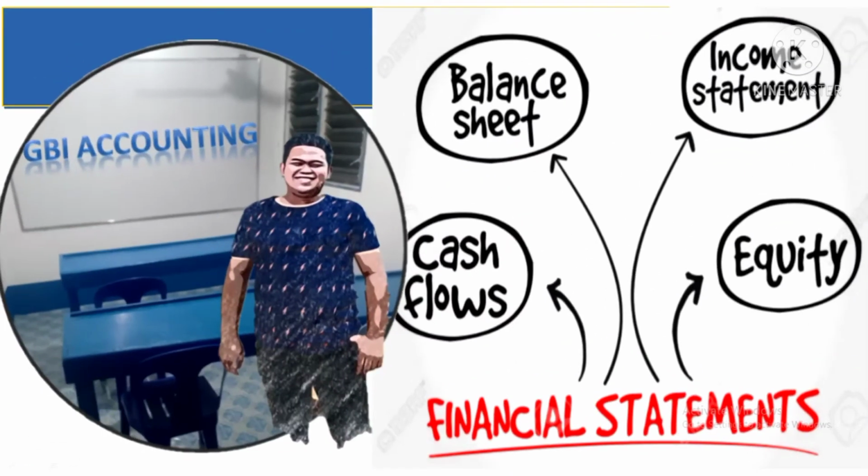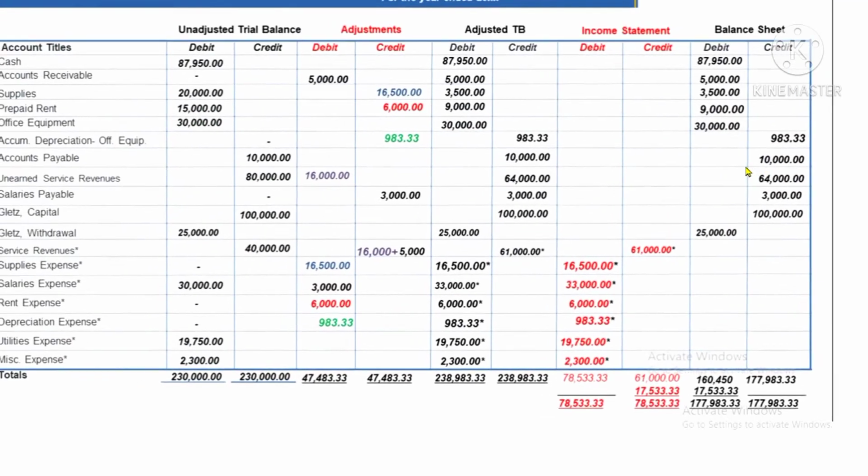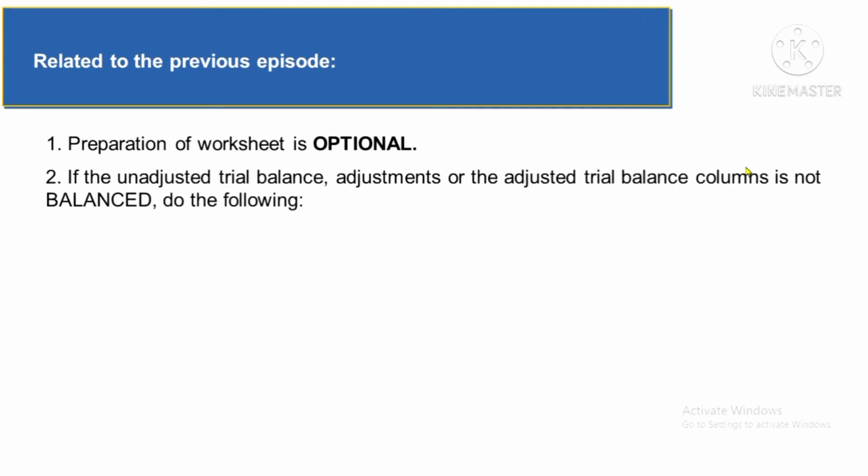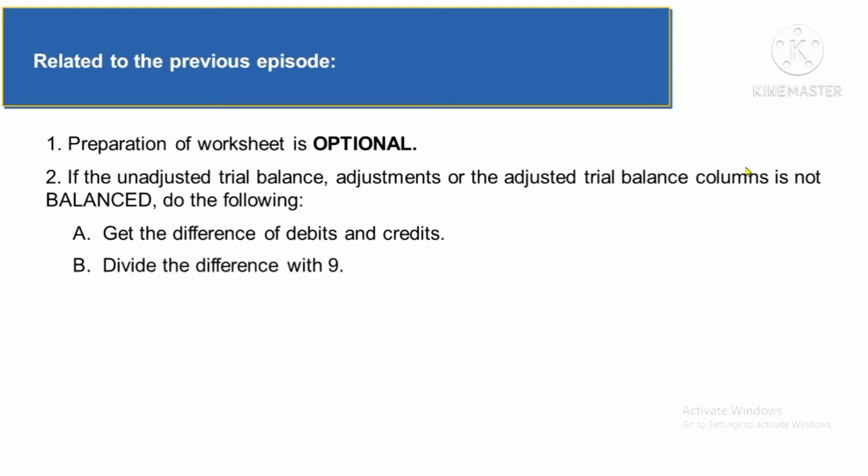On the last episode, we completed this worksheet. Now, before we make the financial statements, I would like to add some things related to this. Number 1 is that the preparation of the worksheet is optional. Number 2 is if the unadjusted trial balance, adjustments, or the adjusted trial balance columns are not balanced, instead of directly checking every single journal entry that you have made, which is so much hard work, you can do the following first. Get the difference of debits and credits first, and then divide the difference by 9.